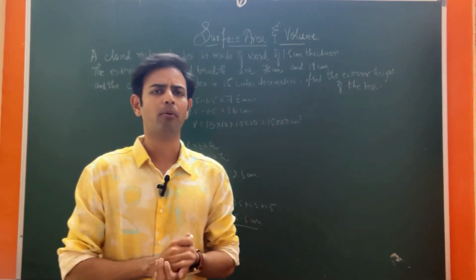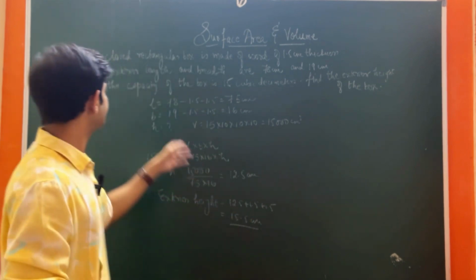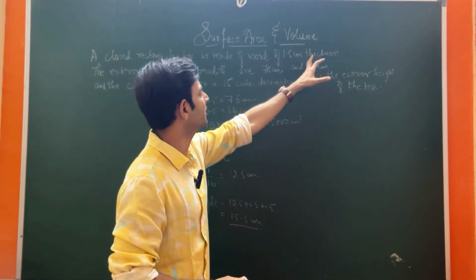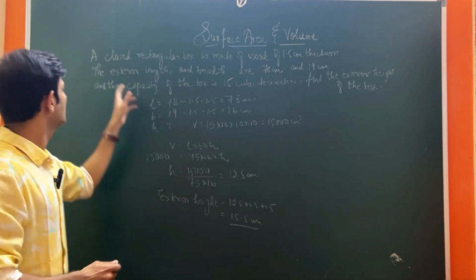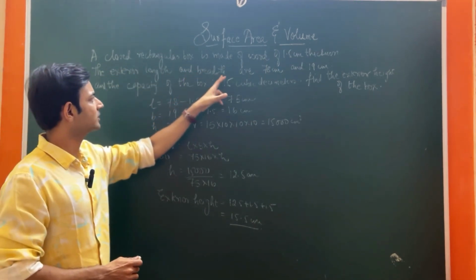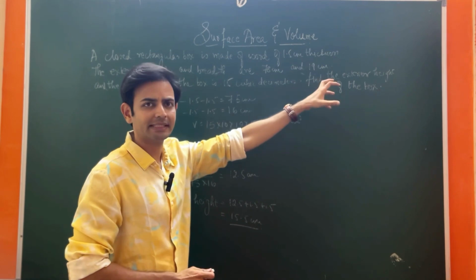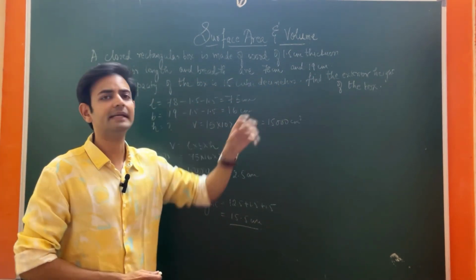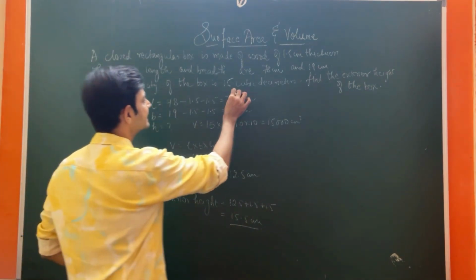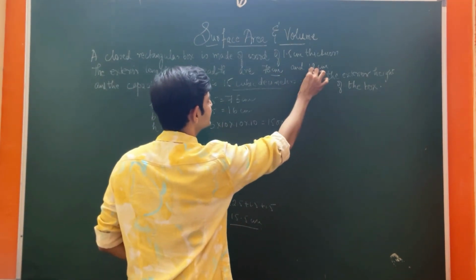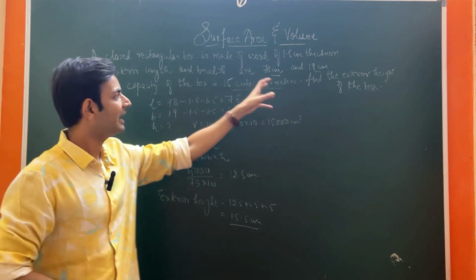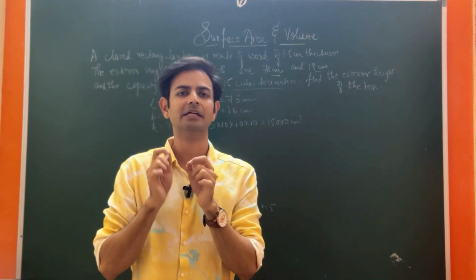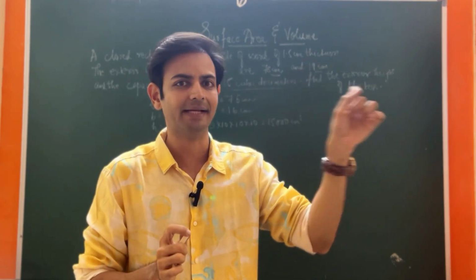Now let us take one more important type of question here. A closed rectangular box is made up of wood of 1.5 centimeter thickness. The exterior length and the breadth are 78 centimeter and 19 centimeter, and the capacity of the box is 15 cubic decimeter. Now remember, this is in decimeter and this is in centimeter. Find the exterior height of the box. Now most of you would get confused with the exterior height word.